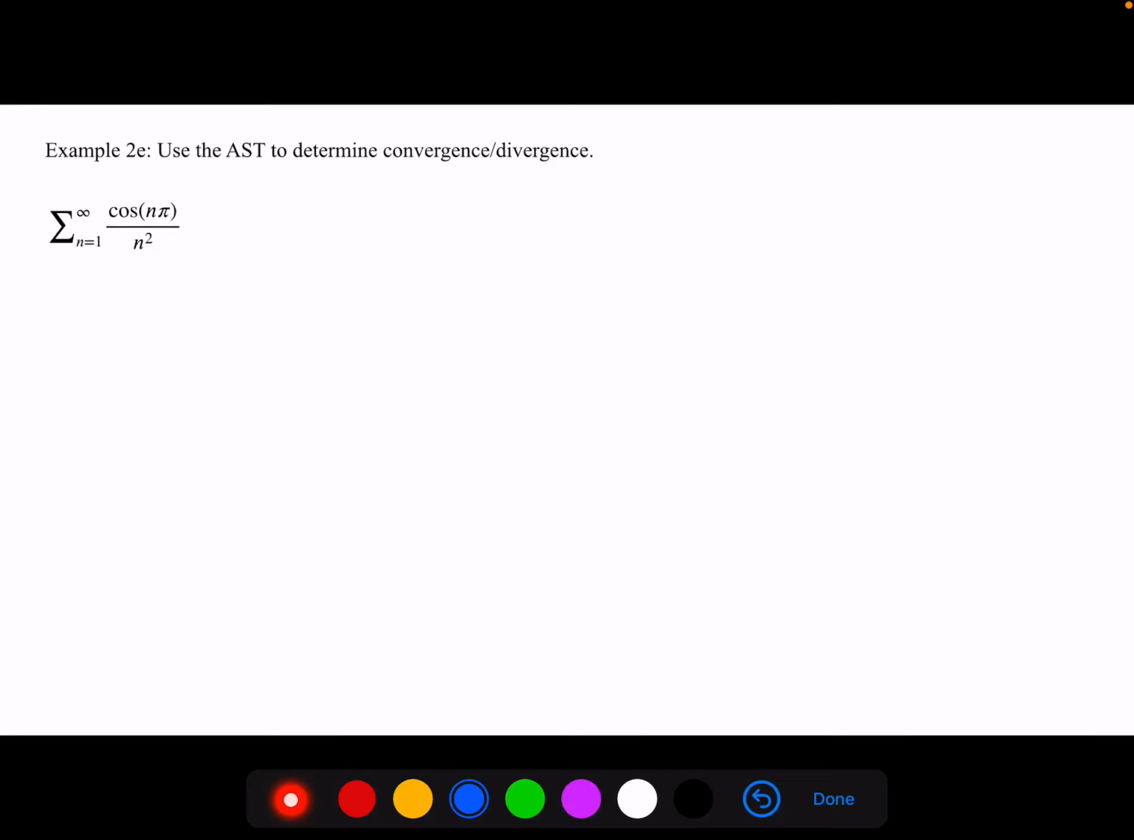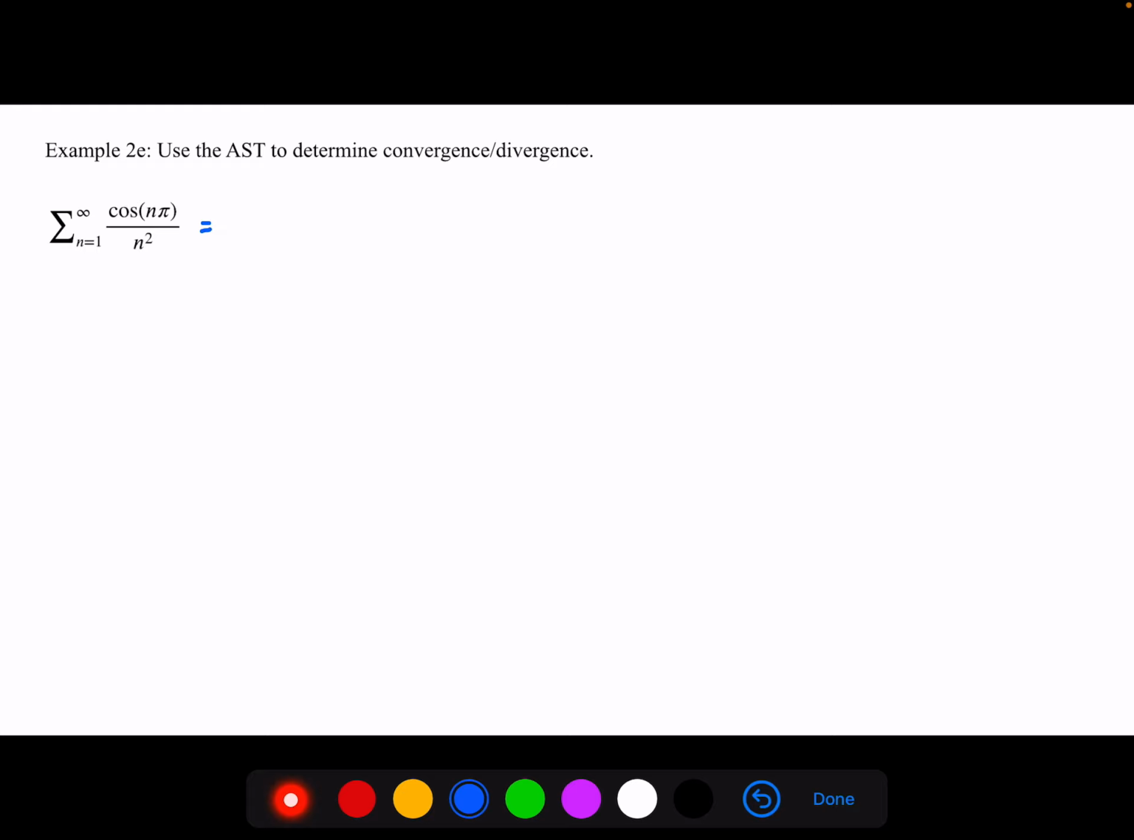Example, we want to use the alternating series test to determine convergence or divergence of the sum from n equals 1 to infinity of cosine of n times pi divided by n squared. So let's write out a few of these terms first.